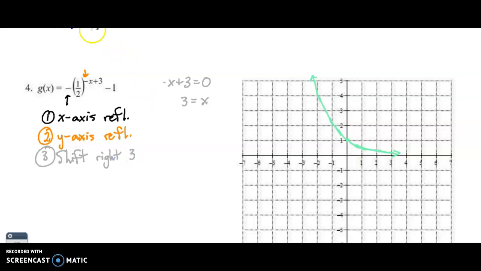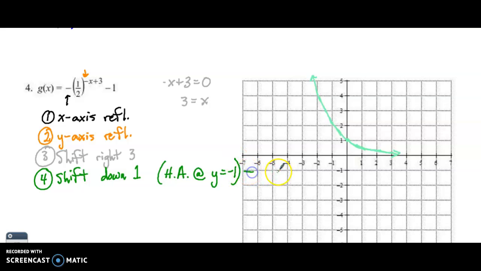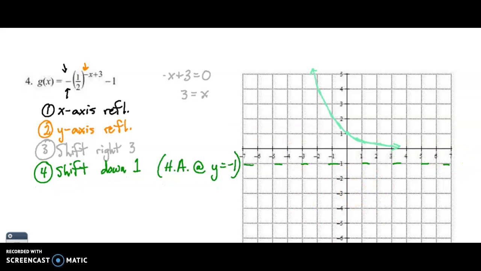And I don't know, I'm kind of running out of colors. But we have that -1 right there. That's a shifting down 1. So that's my clue that we have a horizontal asymptote at y equals -1. And that might be the first thing that you even do, that you just draw that in. And we've talked about other things as well, like having a negative in front is telling us that we need to be below the horizontal asymptote.